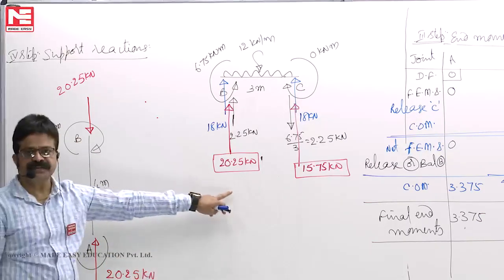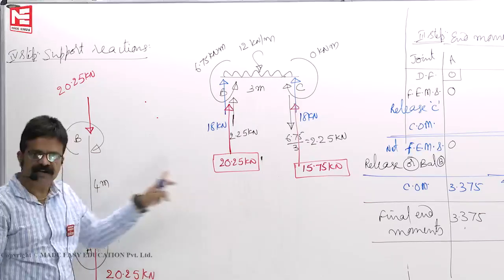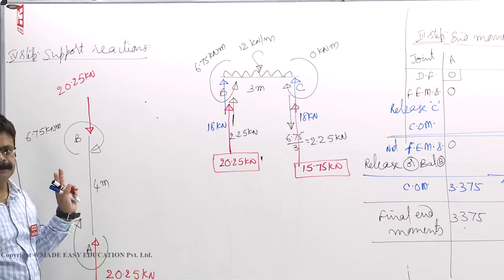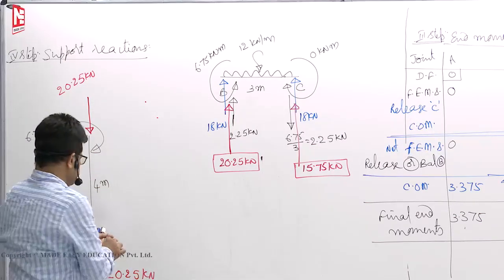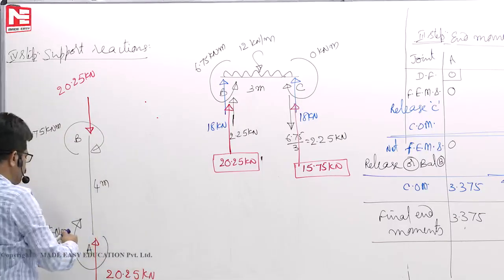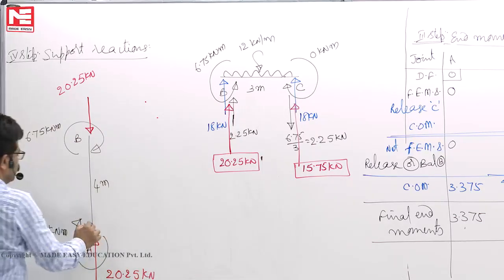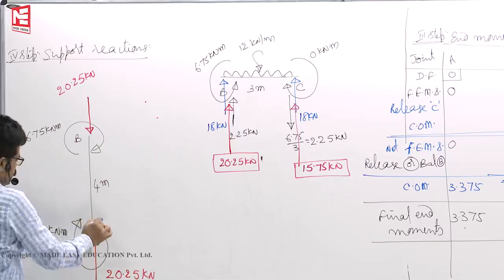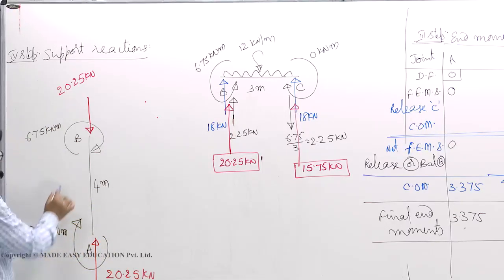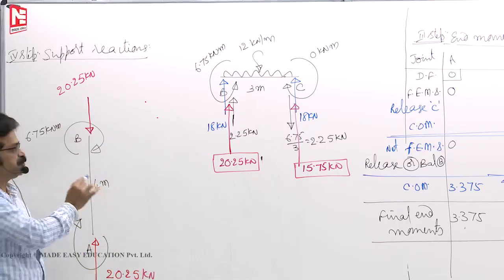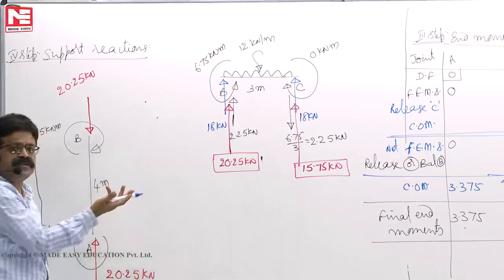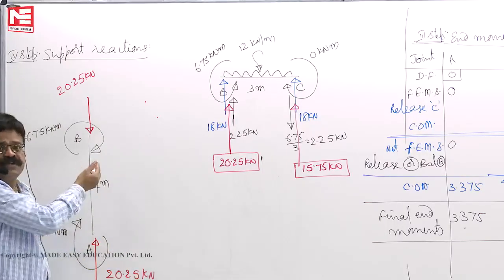The effect of this will be felt on this column like this. Next, coming to this member AB, whether it is in equilibrium or not, let us see. Clockwise 3.375, clockwise 6.75. Both clockwise only. Applied load is not there, so reactions due to load is 0.